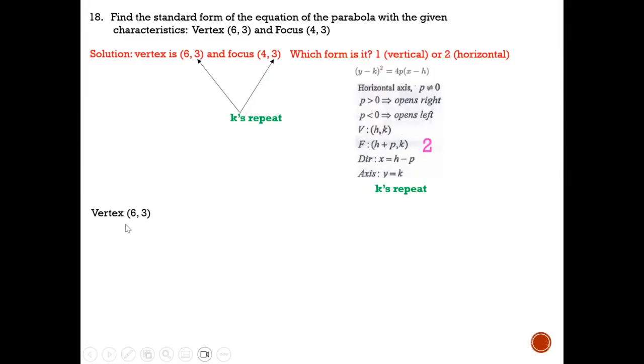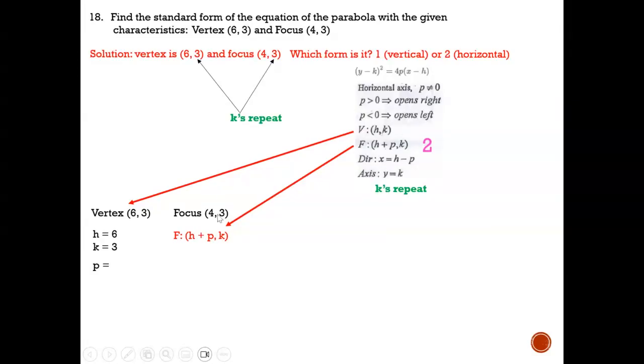Okay? Now, the vertex is 6, 3, right? So from the vertex, according to the characteristics, my H is 6, and my K is 3. From the focus, right, it is 4, 3. For the focus, I need to find my P. So it's going to be H plus P, right? According to the formula, H plus P will be 4 because my K is repeated, so it'll be the same thing. So H plus P must be 4. My H is 6, so 6 plus P will be 4. Subtract 6 from both sides, so P equals -2. I found my P. Right?